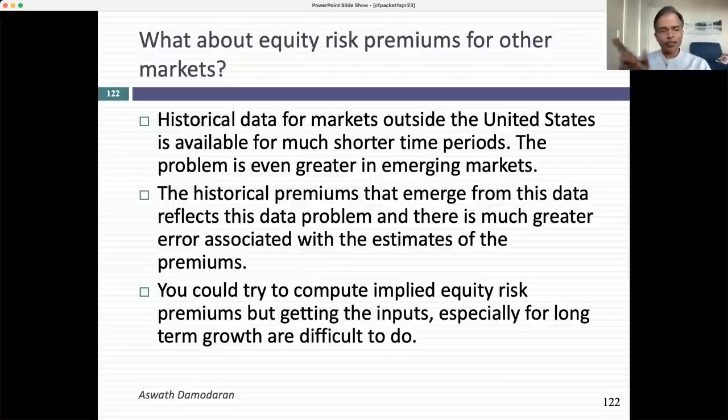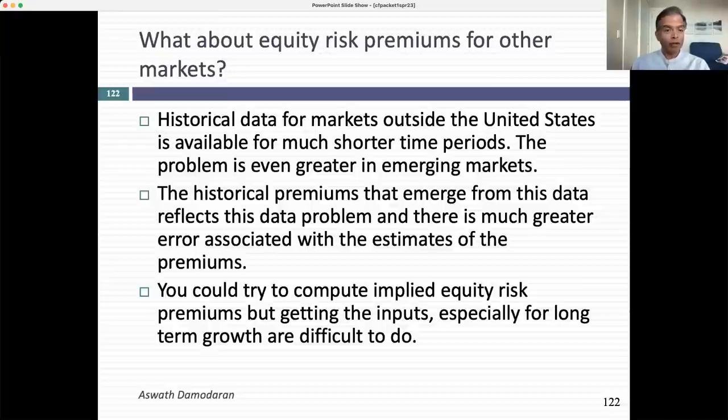I'm going to skip a page. For some reason, the pages got out of order in the slides. We talk about, hey, how do you come up with an equity risk premium for other markets. Because what I've showed you is a way to get, two ways at least, of getting historical risk premiums for the US. You can look backwards in time and you have a lot of history, or you can do this implied premium. What if I asked you for the equity risk premium for Brazil, the equity risk premium for India, or God help you, the equity risk premium for Myanmar?